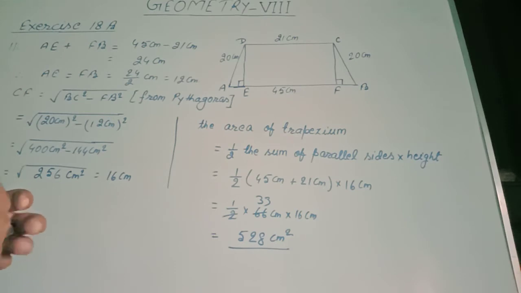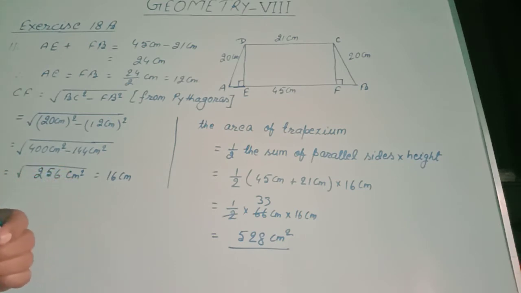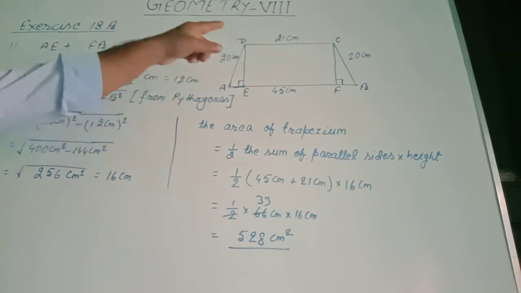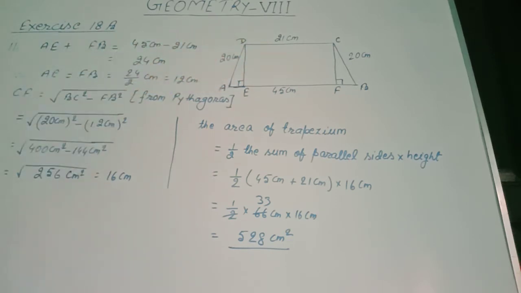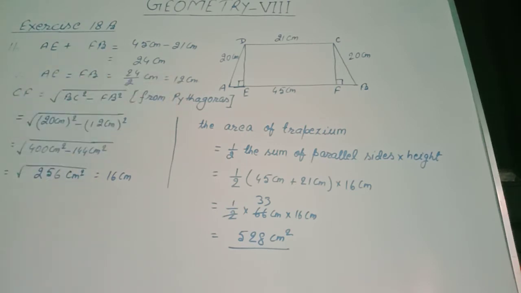So EF equal to CD, that is also equal to 21 centimeter. Therefore AE plus FB equal to 45 centimeter minus 21 centimeter equal to 24 centimeter. AE and FB both are equal, so AE equal to FB equal to 24 by 2 equal to 12 centimeter. Then I have found the height of the trapezium, that is CF.